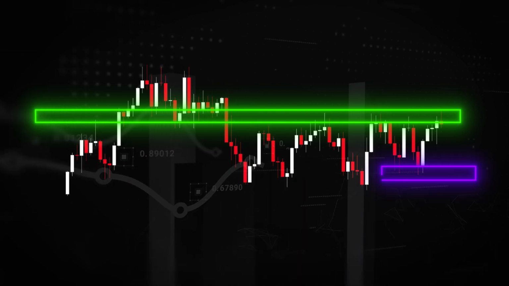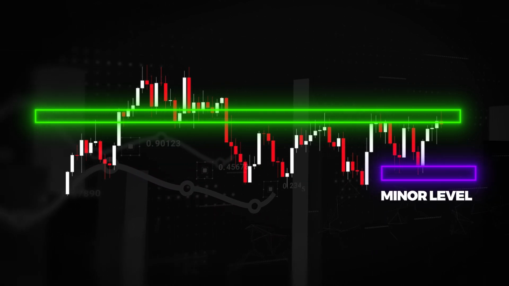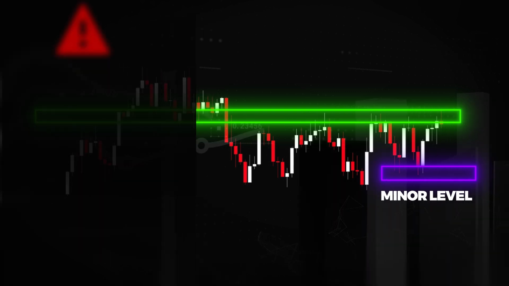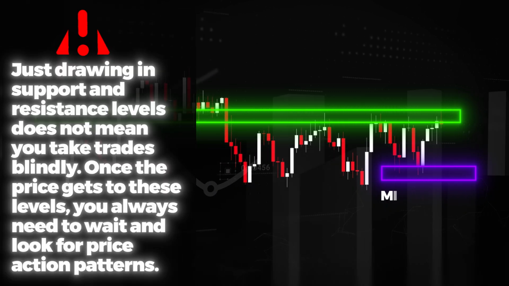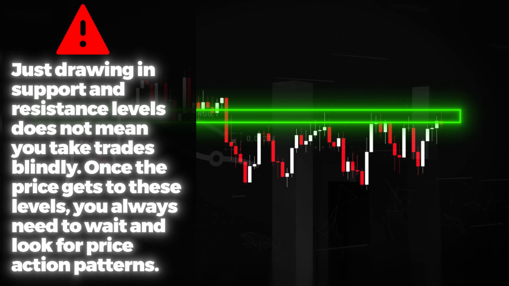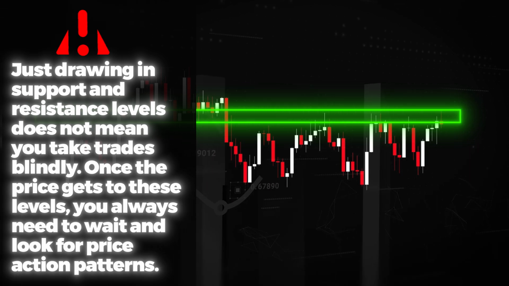There are other minor levels in between, but for this video we want to keep things simple and focus on the key levels first. Just drawing in support and resistance levels does not mean you take trades blindly. Once the price gets to these levels, you always need to wait and look for price action patterns.